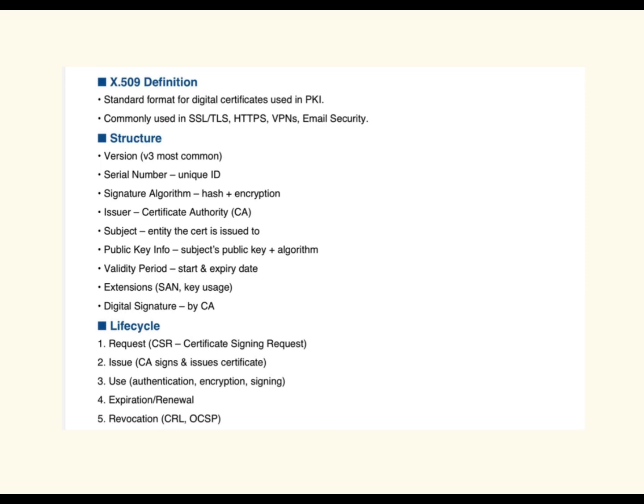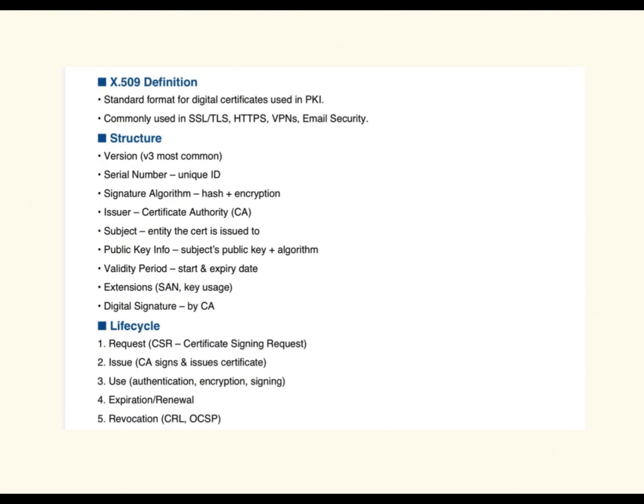If we talk about the life cycle: request, the CSR, certificate signing request. Issue: the CA signs and issues the certificate. Use: for authentication, encryption and signing. Expiration and renewal: the cert expires and must be renewed. Revocation: if compromised, it is revoked via CRL, certificate revocation list, or OCSP, online certificate status protocol.